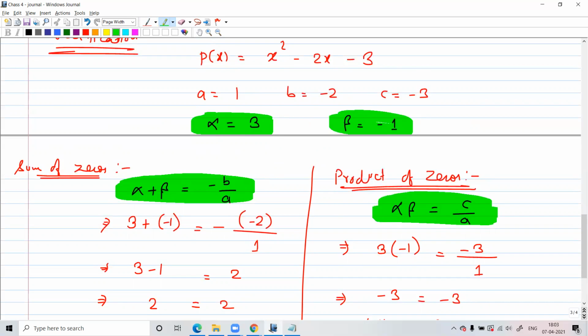So you people have solved quadratic polynomials, right? Factorization you would have done in 9th class. Everyone knows how to do factorization? Splitting the middle term. Yes, sir. Yes, sir.